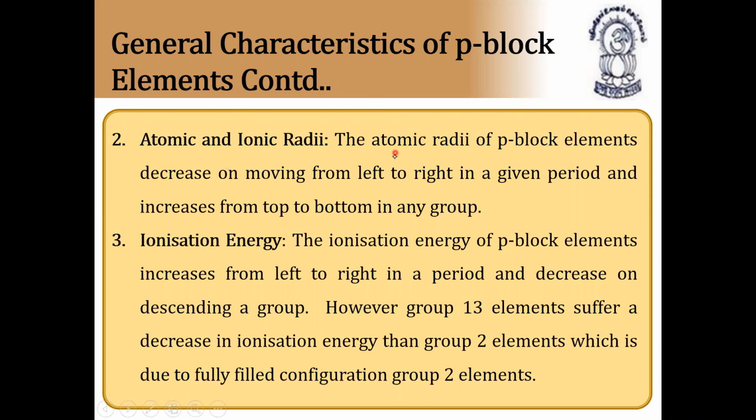Atomic and ionic radius. The atomic radius of p block elements decreases on moving from left to right in a given period, and increases from top to bottom in any group. Across a period, atomic radii always decrease, and down the group, atomic and ionic radii increase due to the increase of atomic number and the addition of an extra shell.